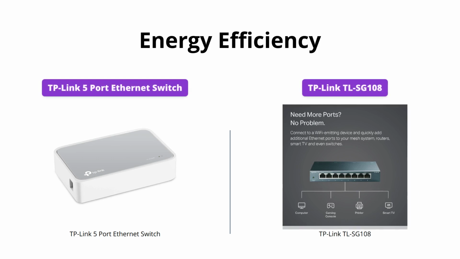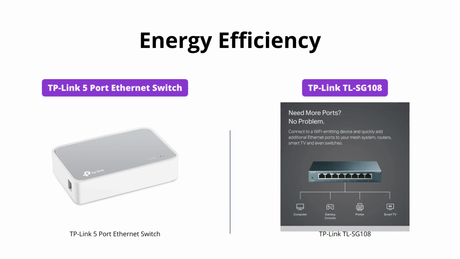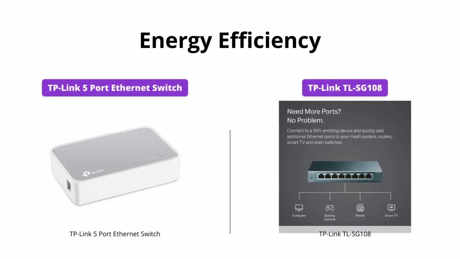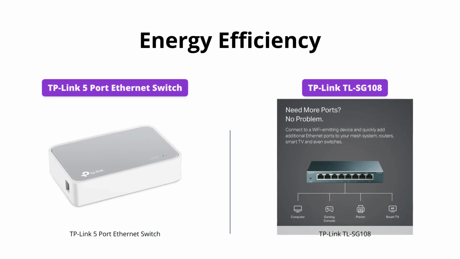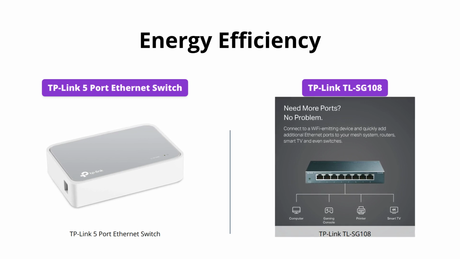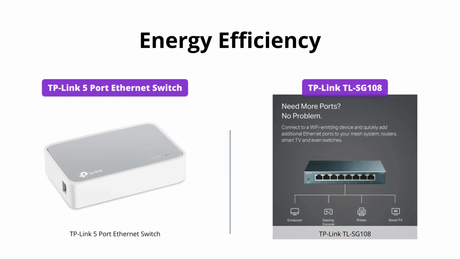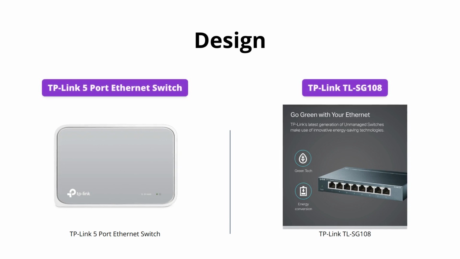The TP-Link TL-SG108 wins in the energy efficiency department with its innovative and energy-efficient technology, whereas the TP-Link 5-port Ethernet switch still provides up to 68% power saving. Both switches come with a fanless design, ensuring quiet operation.